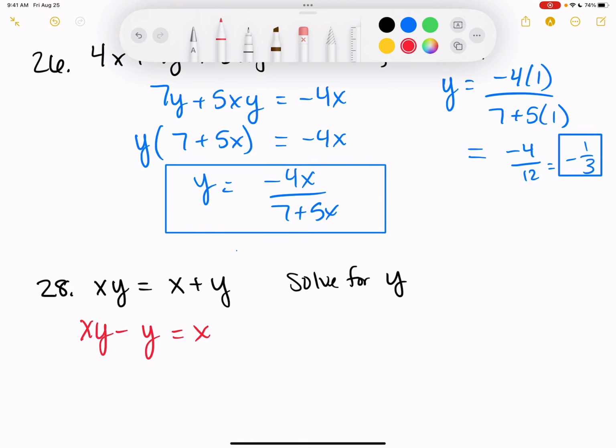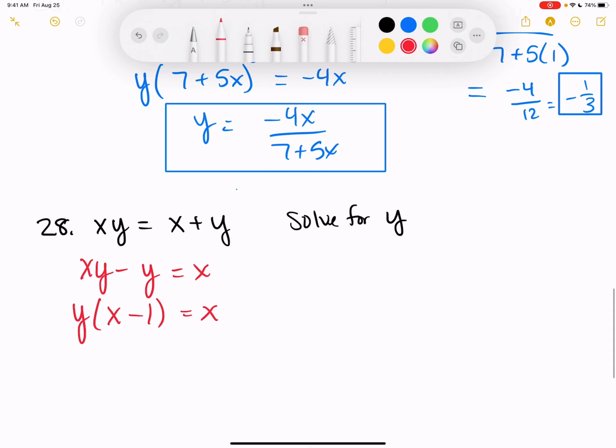Can't do that. Why not? Because x is not in both pieces. Take the y out and divide. I can't divide by x because I have to take it out of everything if I'm going to do that. Yeah, you can take the y out. I'm taking the y out, and I'm left with x minus 1. And then you do the divide. So y equals x over x minus 1.